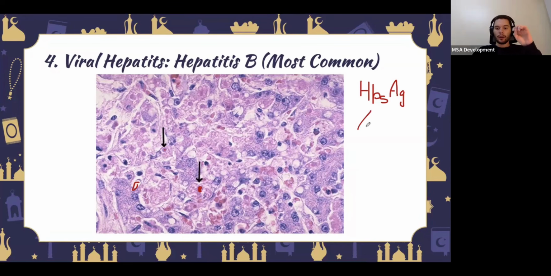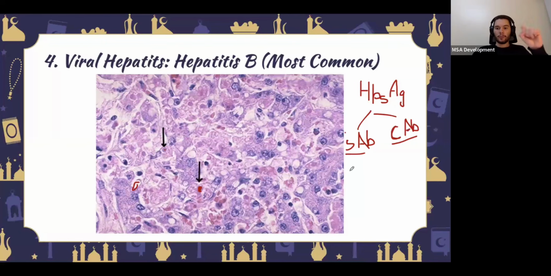Then you take a look at two things. First, you take a look at the surface, let me write surface, antibody. And then you take a look at the core, the C antibody as well. Right. Let's say this patient is hepatitis B surface antigen negative. This means, no, they are not infected. Thus, the surface antibody is positive, and the core antibody is negative. This means this patient has been vaccinated.